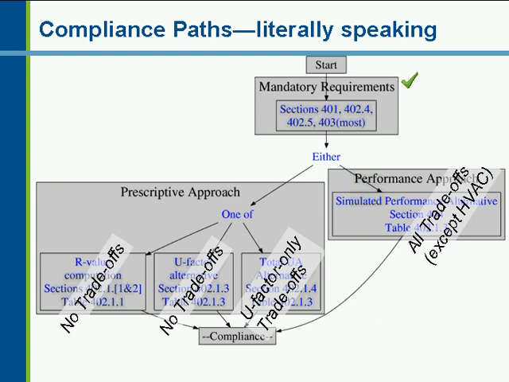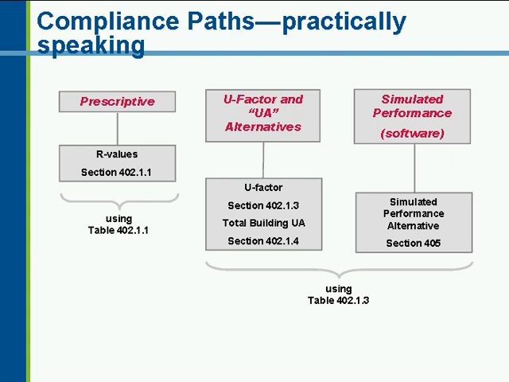The performance path, the full performance path, allows all trade-offs, although as I noted earlier, as of the 2009 IECC, it is not permitted to trade down any envelope measures in trade for better HVAC efficiency. So that's the literal way the code interprets its own compliance paths.